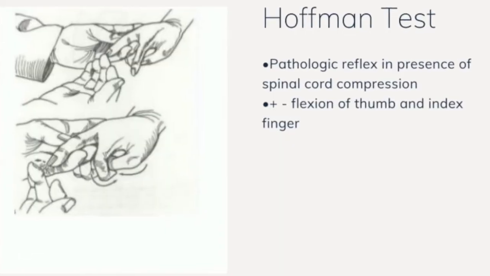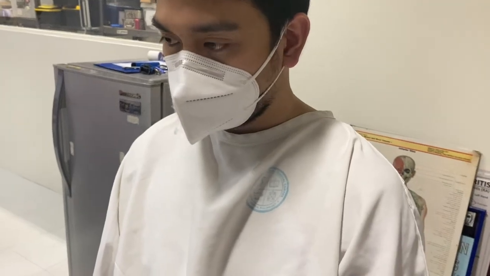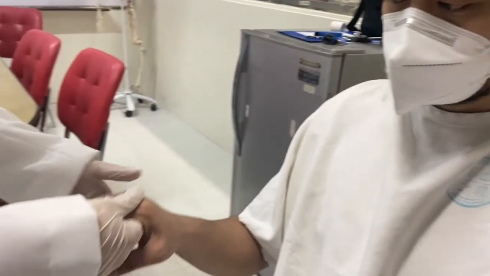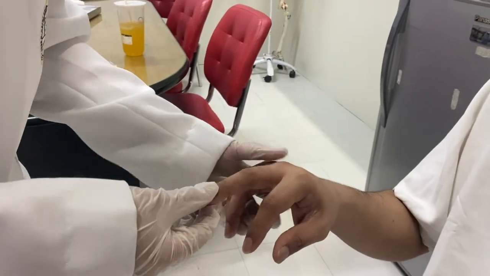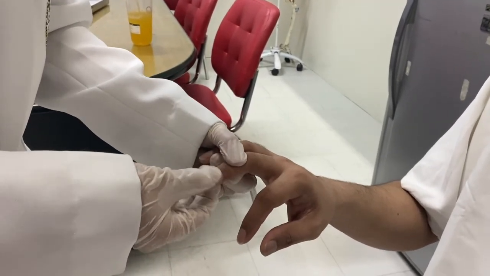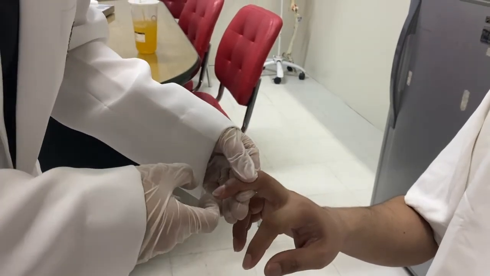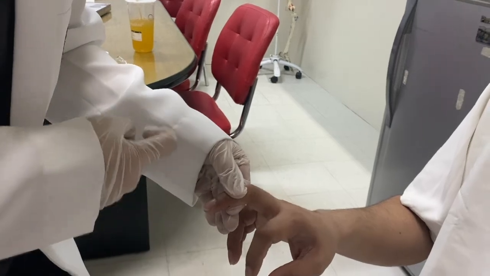The Hoffman test is a pathologic reflex in presence of a spinal cord compression. The patient's middle finger is held at the middle phalanx between the index and middle finger of the examiner's hand. Flick the distal phalanx at the nail with the free thumb. Flexion of the thumb and index finger indicates an upper motor neuron lesion.